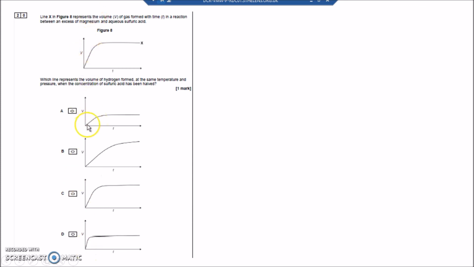It's answer A because it would make half as much hydrogen because the sulfuric acid has half as much and therefore will run out and make half as much hydrogen. It also makes it more slowly because the particles are spread out further apart and so fewer successful collisions. Answer A.